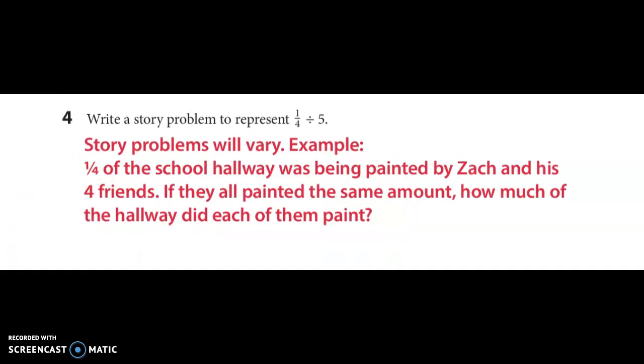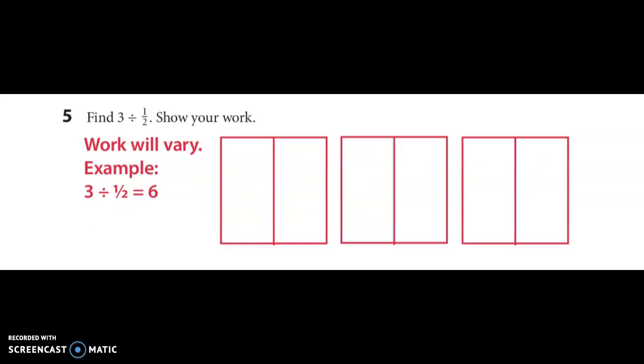Your next problem, you needed to write a story problem to represent 1/4 divided by 5. And here's an example. 1/4 of the school hallway was being painted by Zach and his 4 friends. If they all painted the same amount, how much of the hallway did each of them paint? Whatever your story problem is, it needs to start with 1/4 of something, and then you're dividing the 1/4 by 5. And that would be an acceptable story problem.